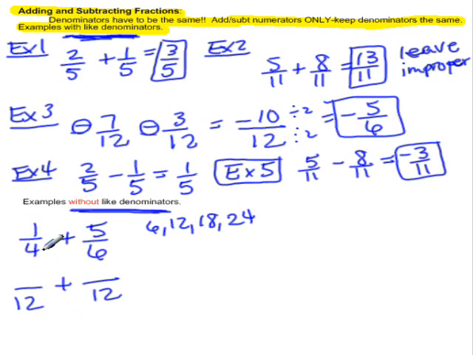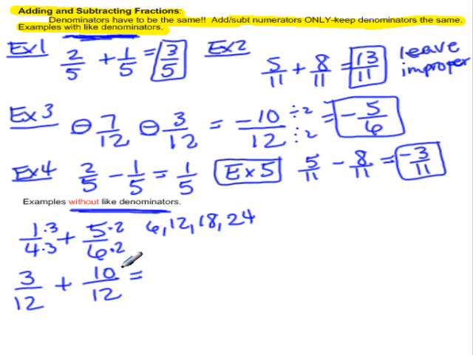Okay? So you say 4 times 3. So you say 1 times 3. Now why am I doing this? Because you have to say 4 times 3 to get 12 on the bottom. So whatever you do to the bottom number, you have to do the same thing to the top number. Now, this fraction is different. You don't say 6 times 3 to get 12. You say 6 times 2 to get 12. So you're going to say 5 times 2 to get 10 as your top number.